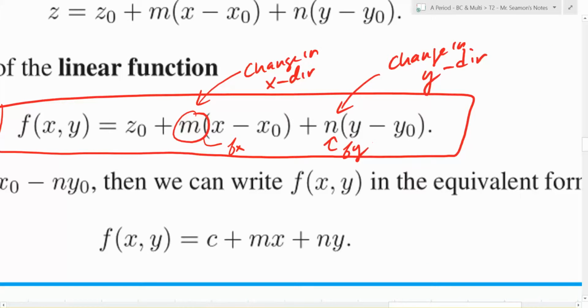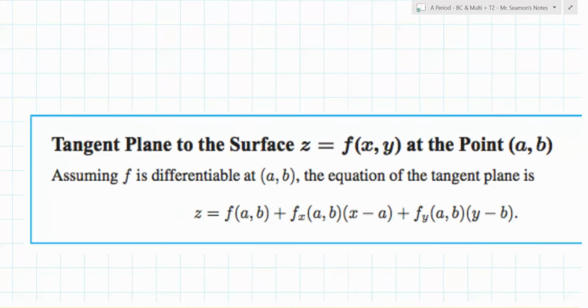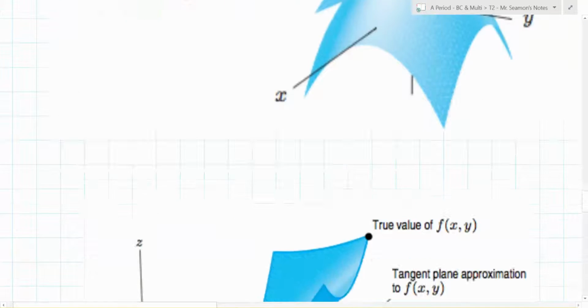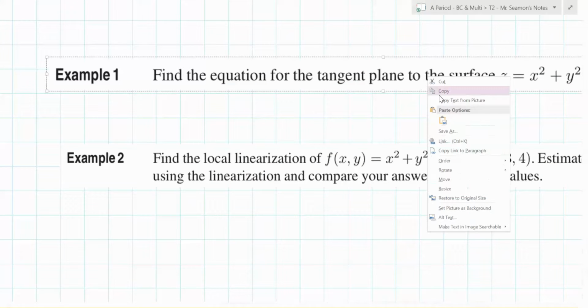Yeah, we sure can. So what we're going to end up doing is using this right here. The tangent plane to surface z equals f(x,y) at the point (a,b): you plug in (a,b), you find the partial at (a,b) with respect to x, the partial at (a,b) with respect to y, and then you have x minus a and y minus b. It's the exact same formula you had before, but now instead of estimating the change, we can find the actual partial with respect to x and the actual partial with respect to y. So let's do one of them and then look at a picture.